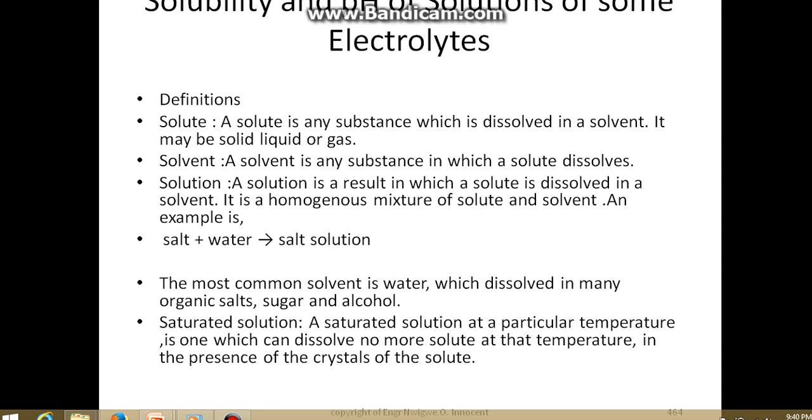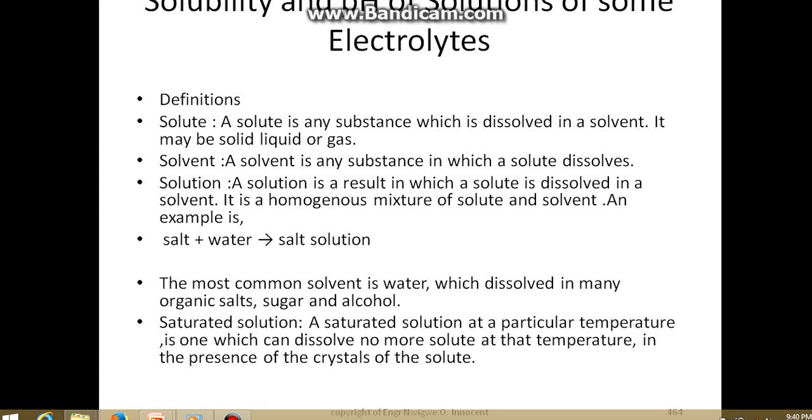Solution. A solution is a result in which a solute is dissolved in a solvent. It is a homogeneous mixture of solute and solvent. An example is salt plus water equals salt solution. The most common solvent is water, which dissolves many inorganic salts, sugar, and alcohol.